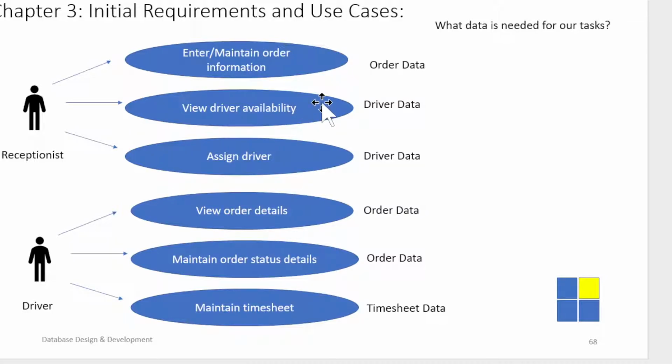And what data is needed for each task? Well, you're going to need the order data, driver data, and timesheet data. We're going from the person.